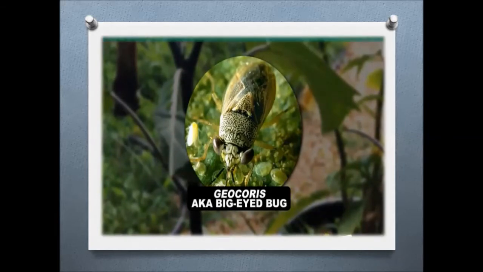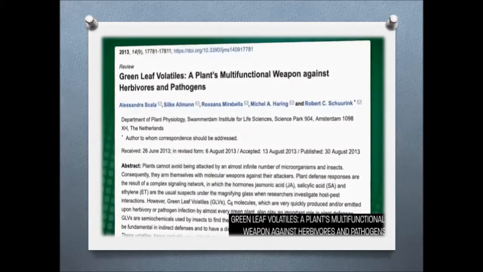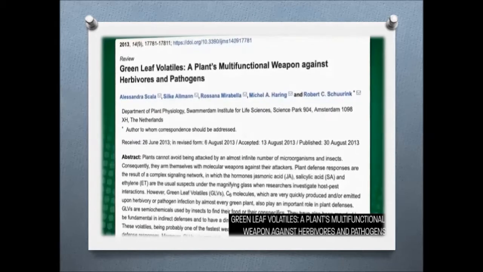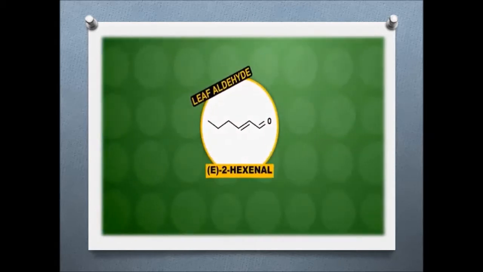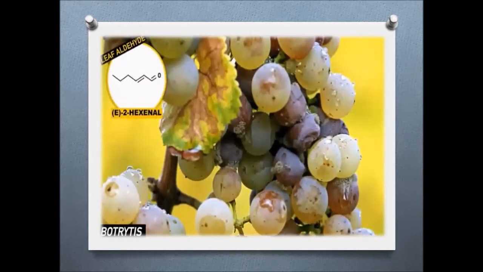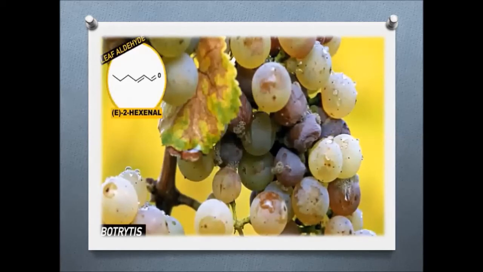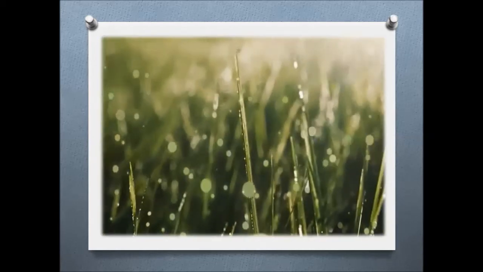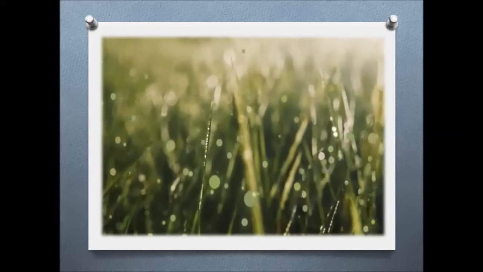Lastly, other mixtures of these green leaf volatiles are effective antimicrobial agents. More than one study suggests that leaf aldehyde fights botrytis, the fungus that plagues wine grapes. We're still in the very early stages of understanding plant communication, but what we've discovered so far is pretty cool.